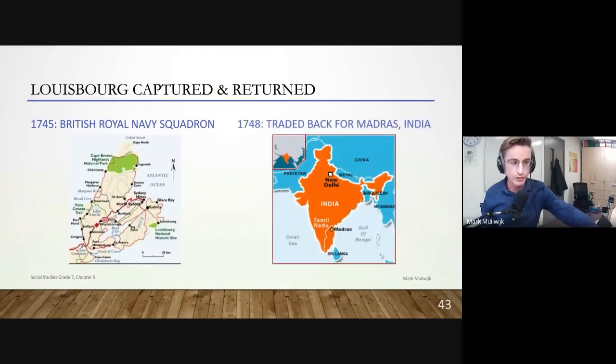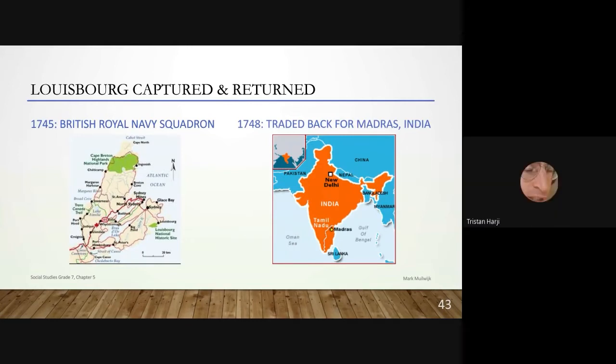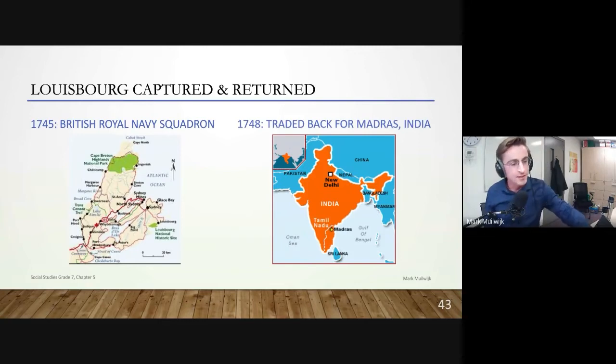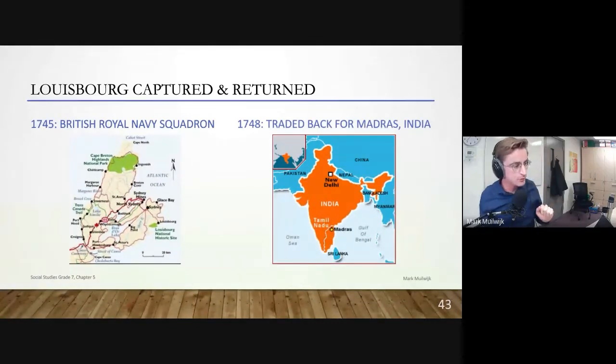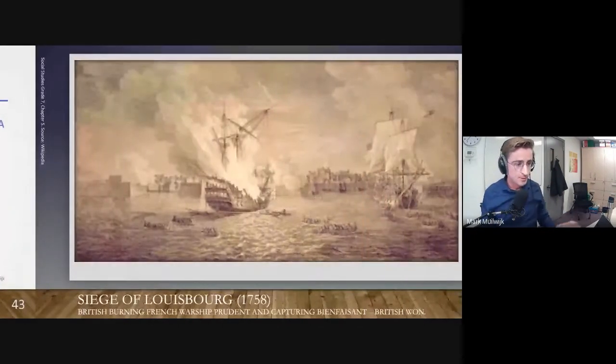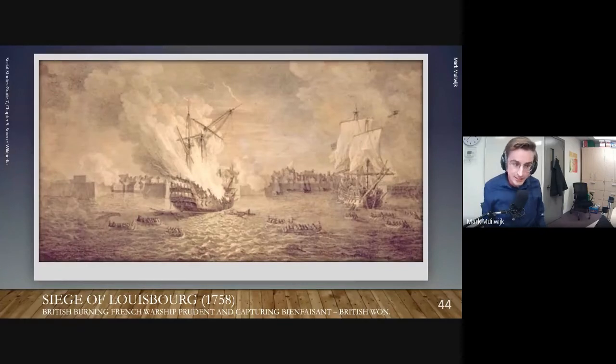Then in 1748, Britain and France did a little bit of global exchange. I give you that thing if you give me this thing. France owned a city in India called Madras. And Madras was something the British really wanted. So the French said, sure, you can have Madras in India if we get Fort Louisbourg back. So the French got Fort Louisbourg back only 3 years after it was conquered, and they put lots of soldiers in it again. But these American colonies really didn't want that.